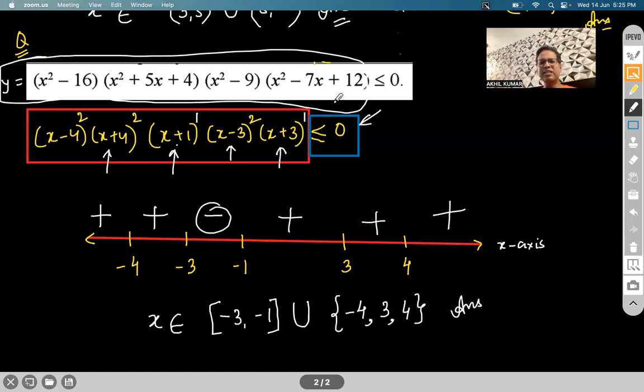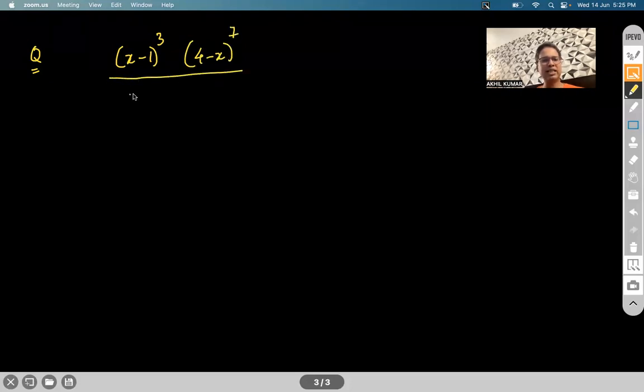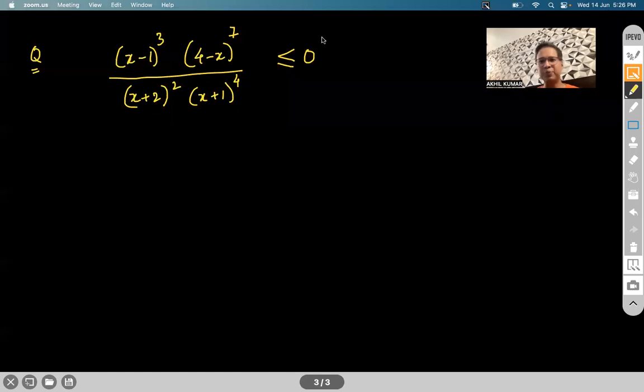Can you give an example where the rightmost sign can be negative? Yes, why not, Arul? Okay, let me give an example for that. Maybe I can make a function on my own here. Let's say I have a function like (x minus 1) to the power 3, (4 minus x) to the power 7, upon (x plus 2) to the power 2 and (x plus 1) to the power 4. Let us say I want to solve when this rational function is less than or equal to 0.